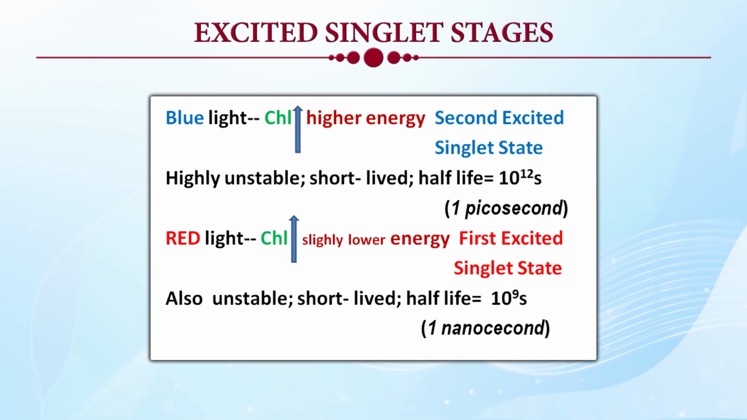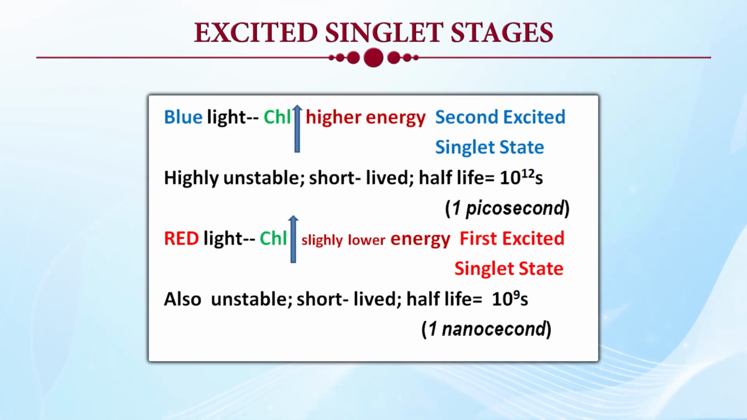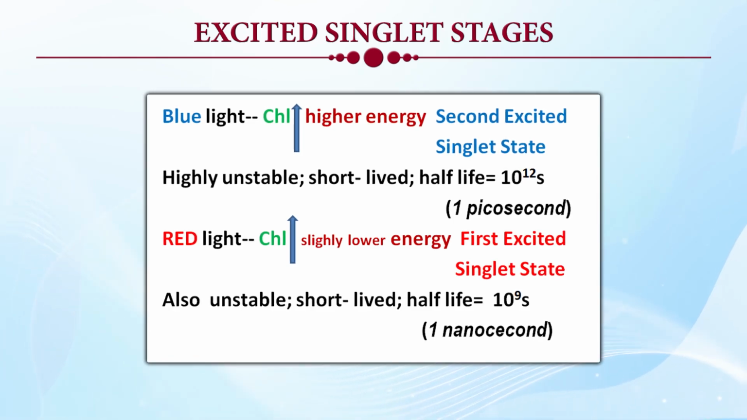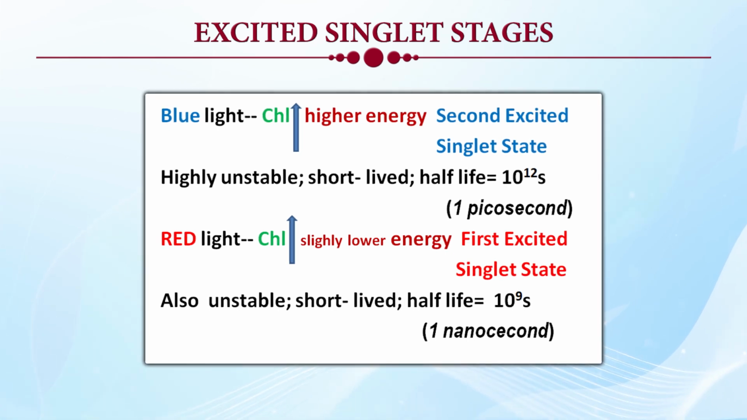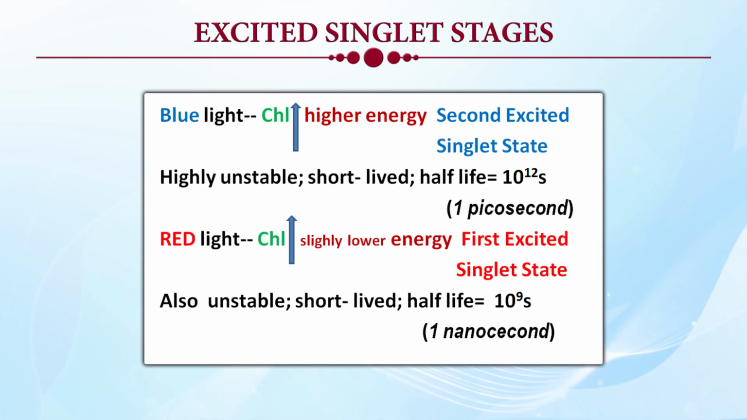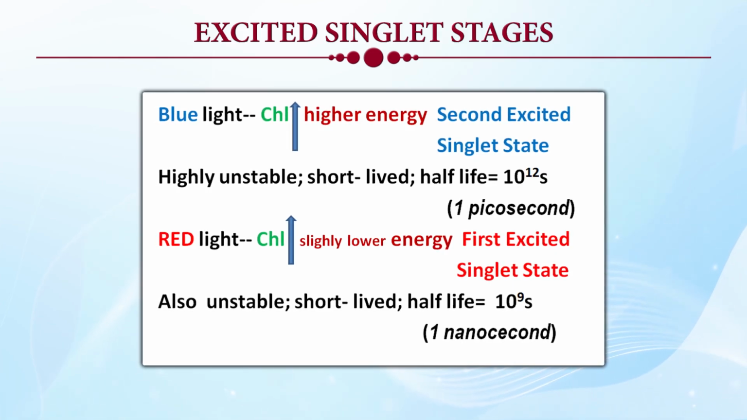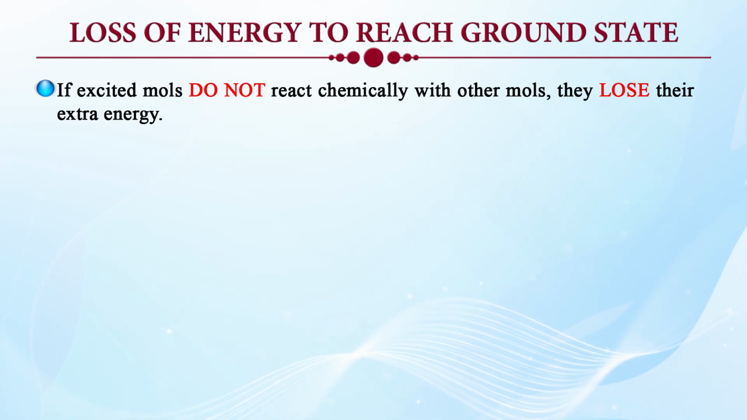On the other hand, if the exposure is to red light to the chlorophyll, then it has a slightly lower energy, as we saw, and therefore, the electrons can be ejected only to the first excited stage, which is the singlet stage, and there also it is an unstable one and short lived, however, less short lived, it is 1 nanosecond.